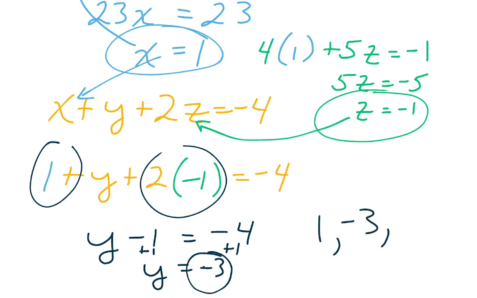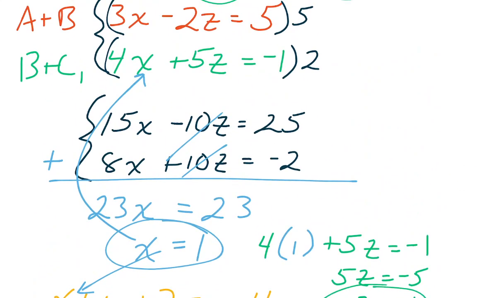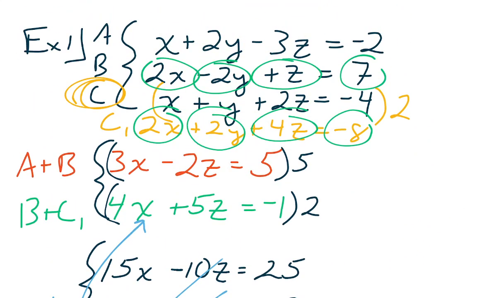values. We can write them as an ordered triplet: X, Y, and Z. Now don't forget that those 3 numbers, 1, negative 3, and negative 1, work in all 3 of the original equations. We really should check that, but just don't forget that if you plug that back in for X, for Y, and for Z, it will work out to be negative 2, and it'll work in all the equations.